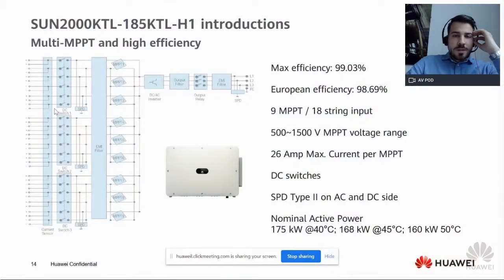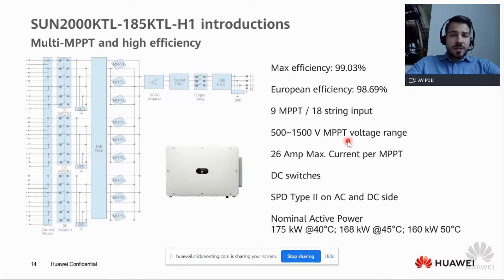So the 185 KTL inverter, as you may have seen, has a maximum efficiency of 99.03%. So this is the maximum efficiency it can achieve. The European standardized efficiency is 98.69%. It has 9 MPPTs, as you can see here, and each MPPT has 2 strings. So in total, 18 strings can be connected. There are 18 inputs to connect.